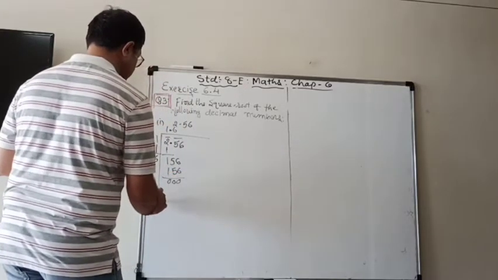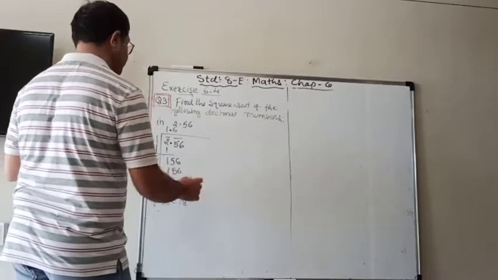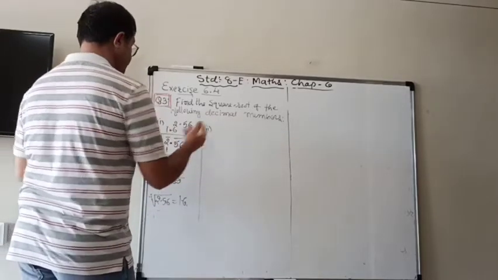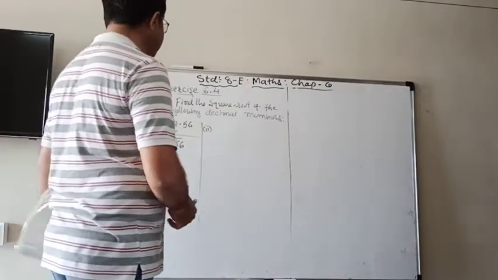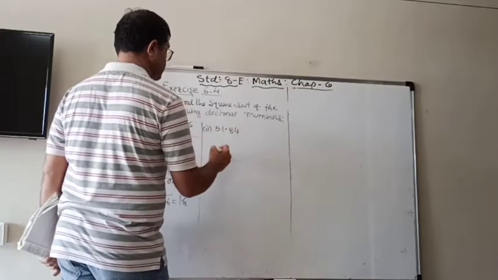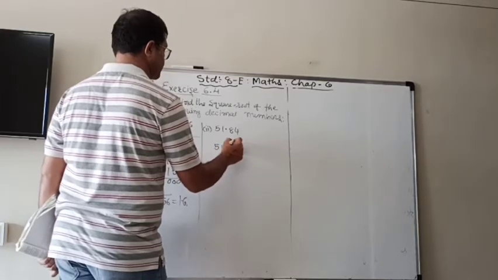And therefore square root of 2.56 is equal to 1.6. Let's take another one. And that is 51.84.